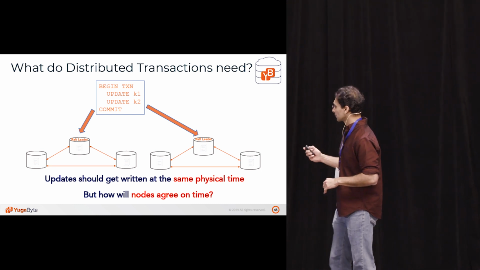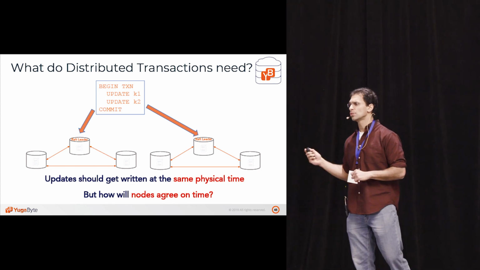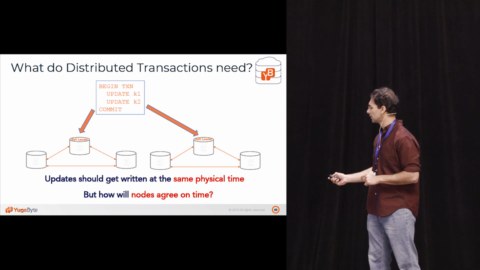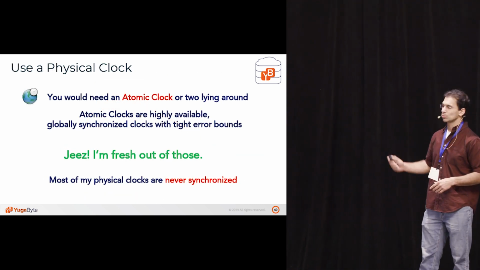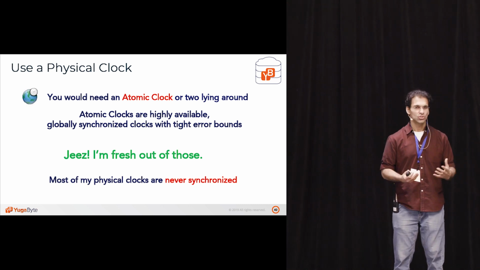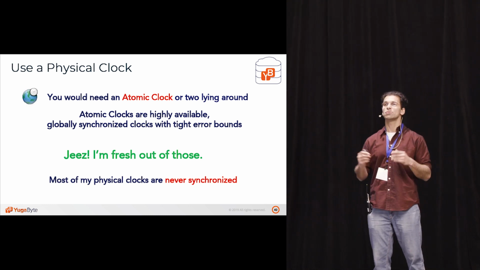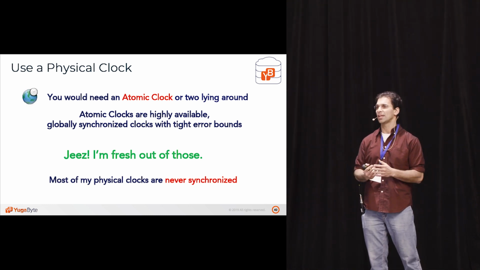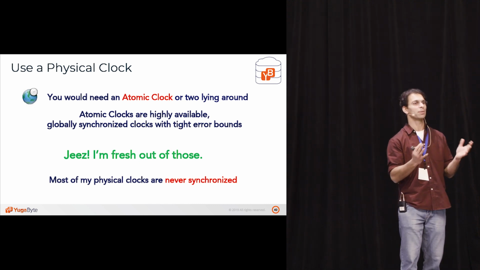OK, so the hard question is how do you get nodes to agree on time? It seems relatively trivial, just use the clock, but it doesn't work. If you use physical clocks, they don't quite agree. So you would need an atomic clock. And this is what Google Spanner famously does. They have a TrueTime service, which is powered by a GPS synchronized atomic clock.